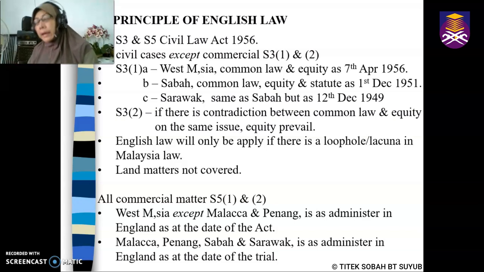Again, I have to remind you, students, we are going to do this only if there is a lacuna. If there is no lacuna, we are not going to refer to the English principle. Of course, we are going to give priority to our own law. And for land matters, we are not going to refer to the English law. We are going to refer to our own National Land Code.